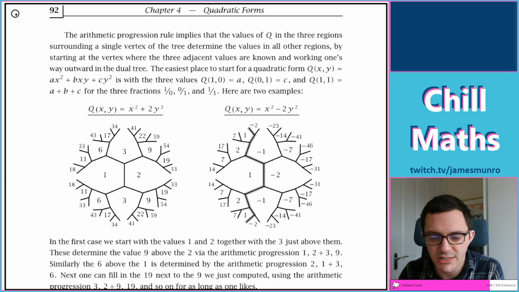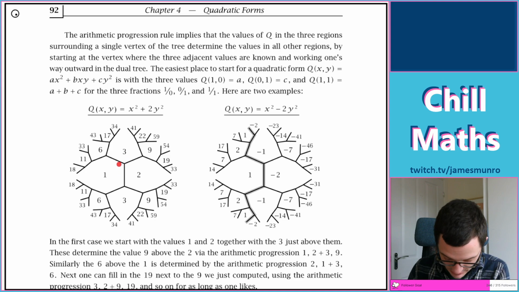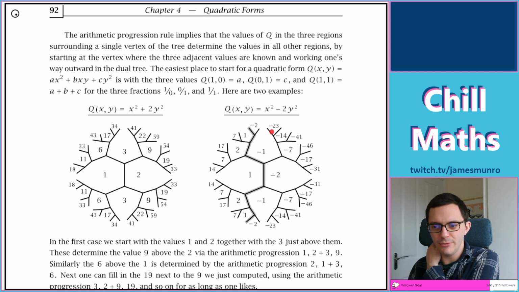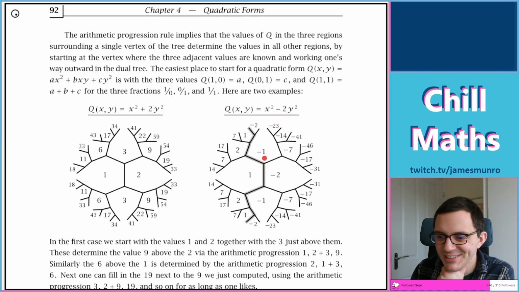You start from a vertex where you know all three values, and then you can work your way outwards. You have 1, 0, 0, 1, and 1, 1, which is the 1, 1 up here, maybe. Yes, and the 1, 1 is down there. Oh, x squared minus 2y squared, I like that one. Gives you approximations of root 2 around here, maybe along this line. Positive and negative stuff.